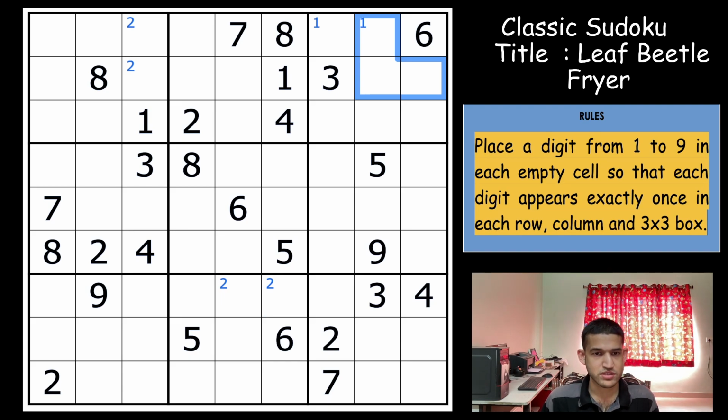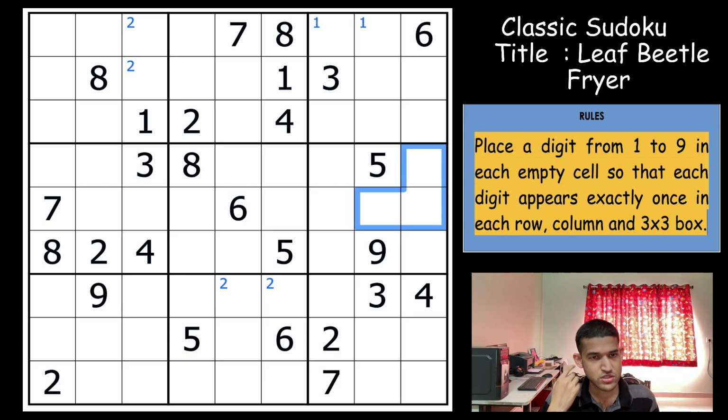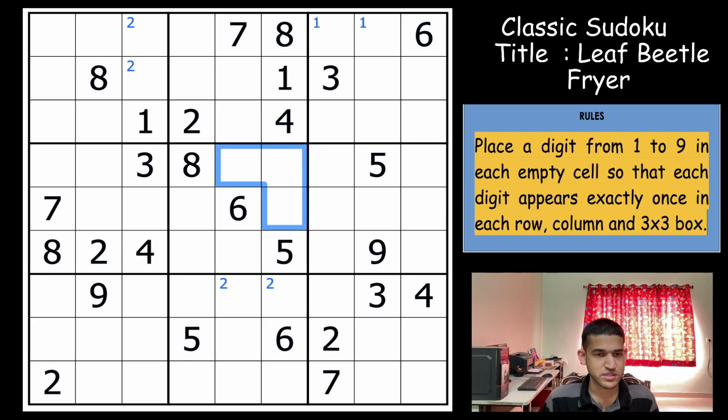So if you look at this box, 2 has 3 positions, and similarly this box has 3 positions, and even box 5 has 3 positions. So no use marking that. Let me go with the next digit, maybe 3. So 3 goes in one of these 2 cells. And I can see this box where 3 can be restricted to just 2 cells.